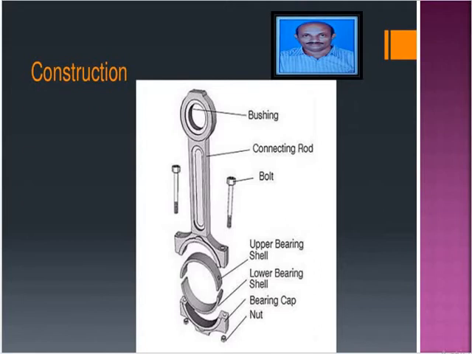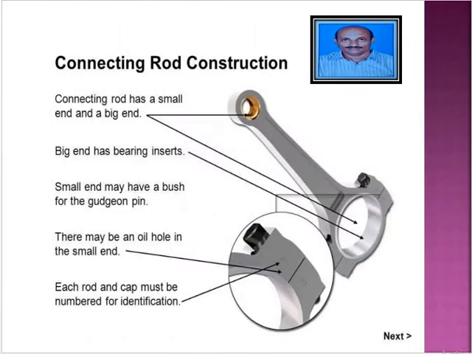Construction of the connecting rod: bushing, connecting rod. See the two bolts that we use to connect the big end bearing and small end bearing. Another one is the upper bearing shell, the second one is the lower bearing shell, and the bearing cap and nut. All the things we can see in the new connecting rod. Now we will see the connecting rod construction.